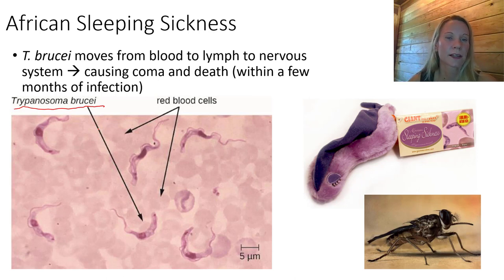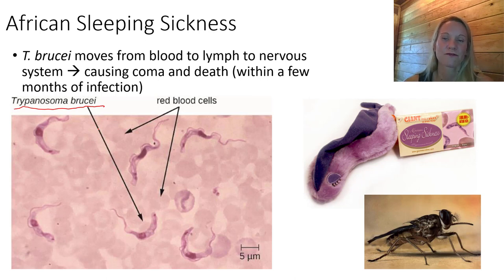Trypanosoma brucei is indistinguishable from any other species of Trypanosoma in terms of microscopic morphology. They all look the same under the microscope. The only difference is the vector as well as the illness that's caused by the particular species. So Trypanosoma brucei causes the disease called African sleeping sickness.